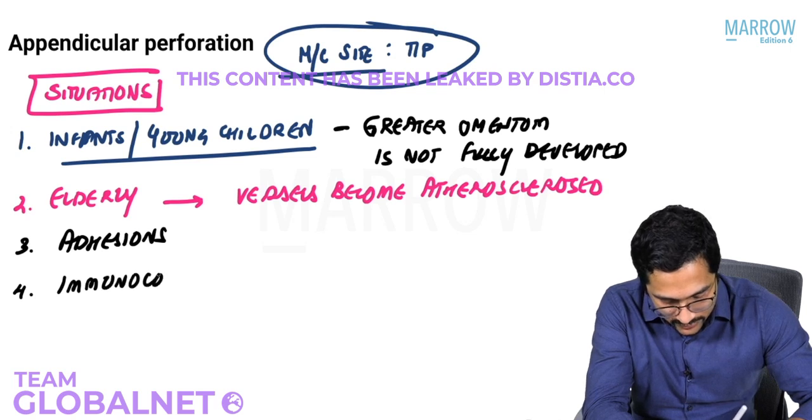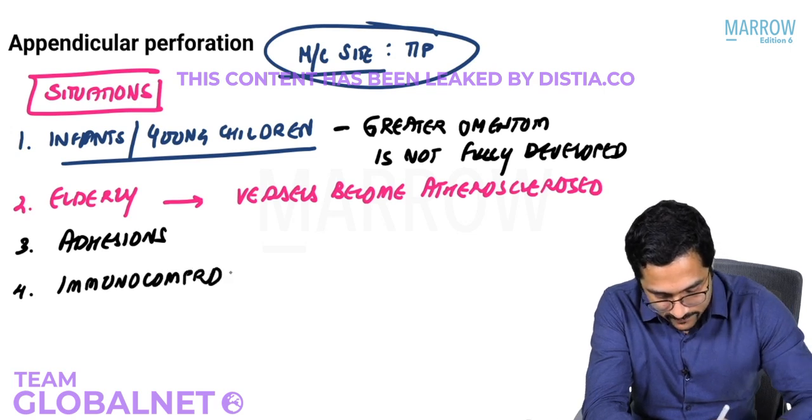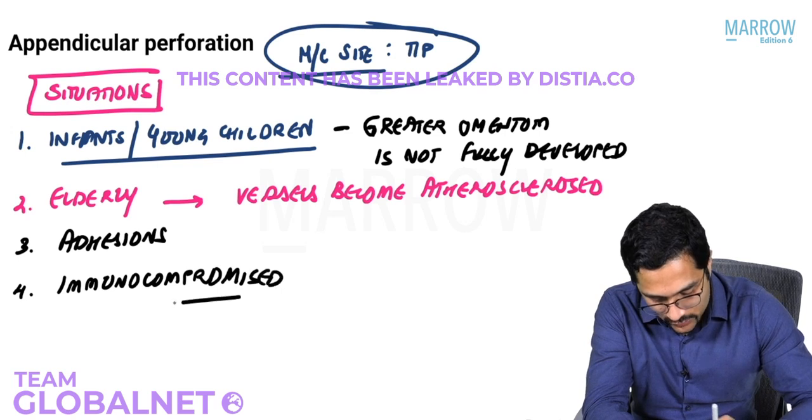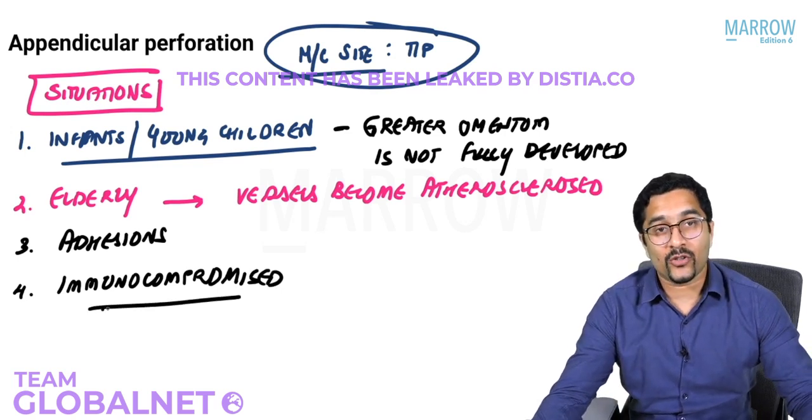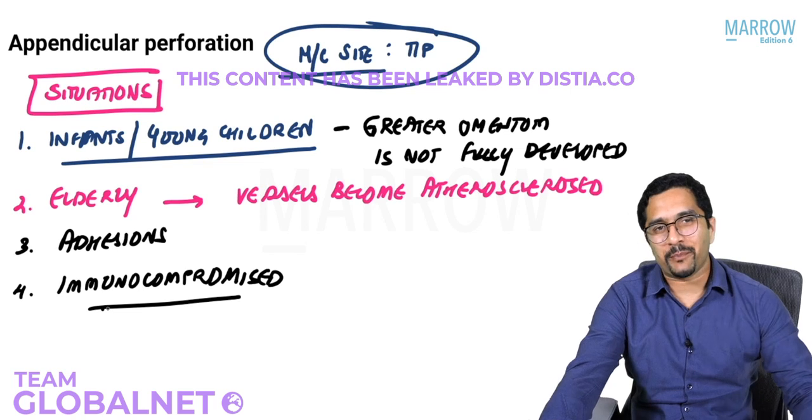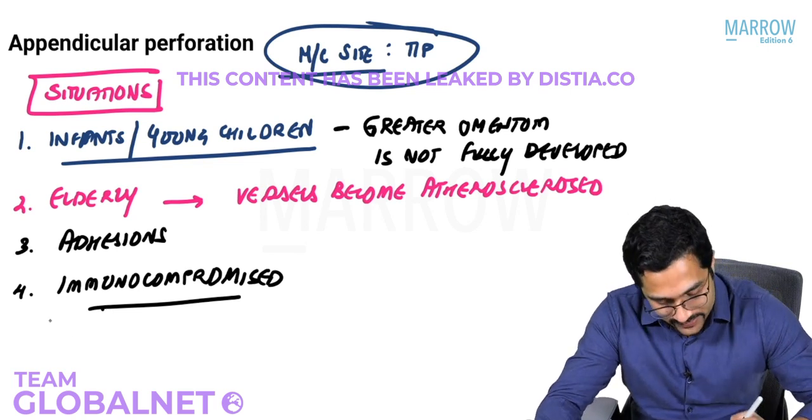Immunocompromised patients. In immunocompromised patients, the omentum does not function properly, right? The omentum has gone rogue. It does not do its job properly and the appendix can perforate.